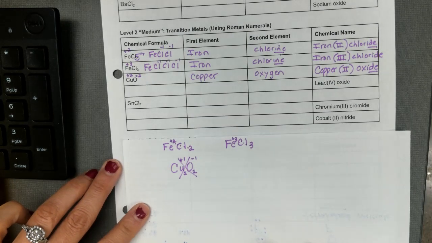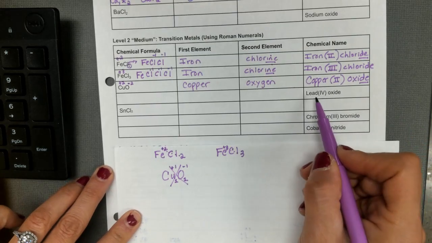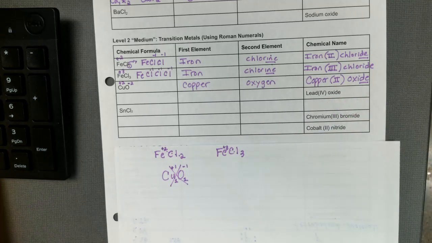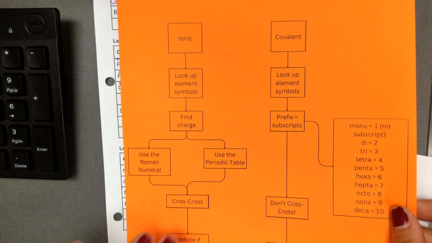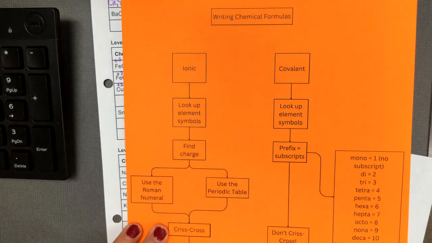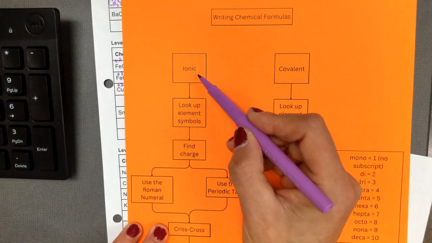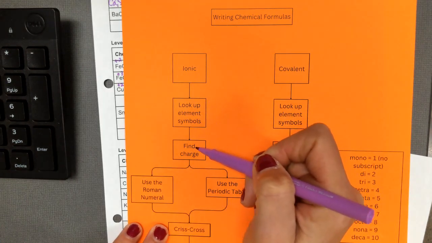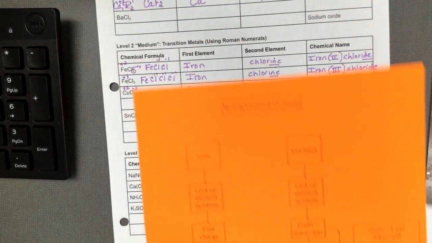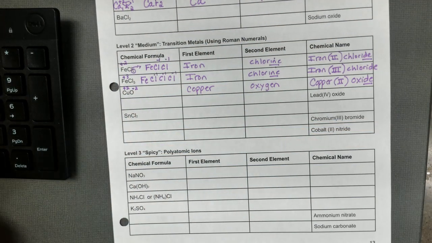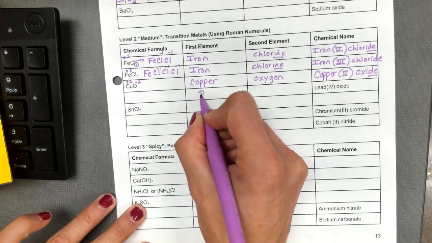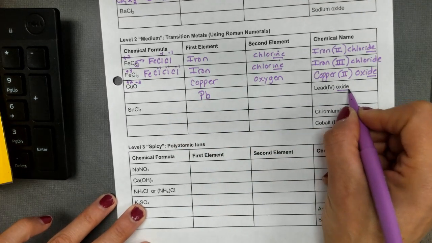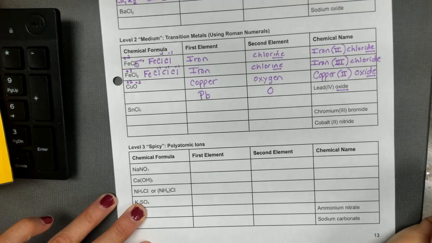All right, let's do one where we're working backwards now. We have the name, and we want to figure out our formula. This is where we're going to be looking at the left-hand side of our flow chart for writing chemical formulas. The steps are, for ionic, look up your element symbols, find your charge. First, let's find our element symbol for lead. Lead is right here, so it's going to be Pb.